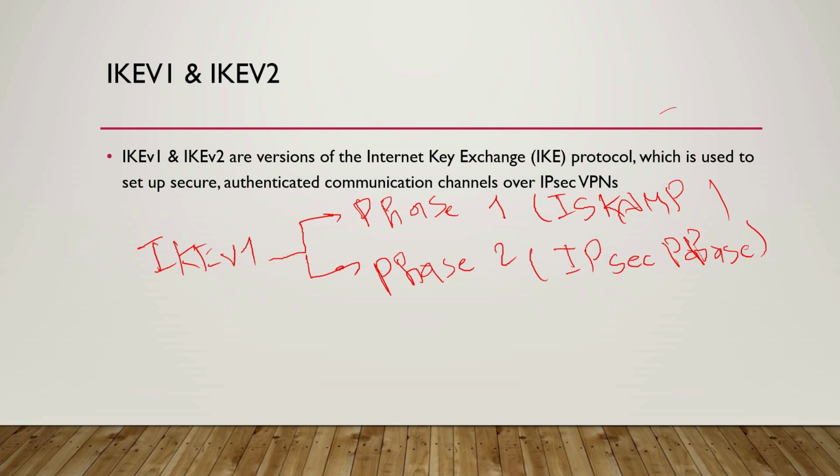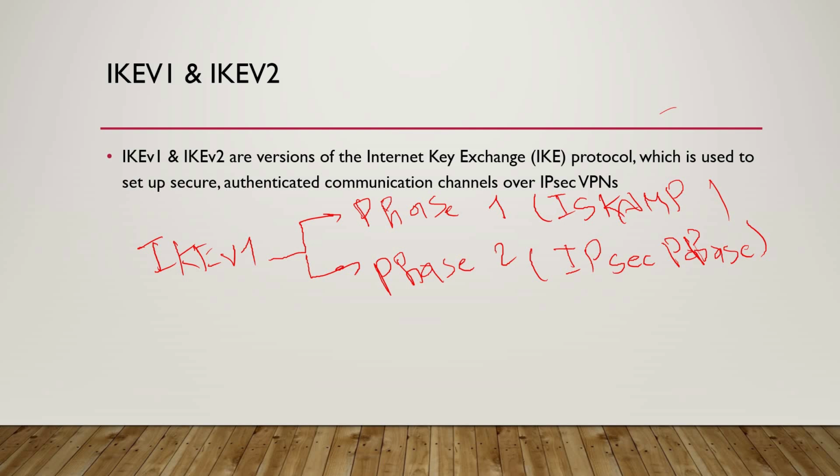If we move to phase 2, what is it called? It's called IPsec. This phase focuses on the data, to secure my data traffic. So as a summary, phase 1 is to secure the channel, and phase 2 is to secure what? To secure the data traffic.